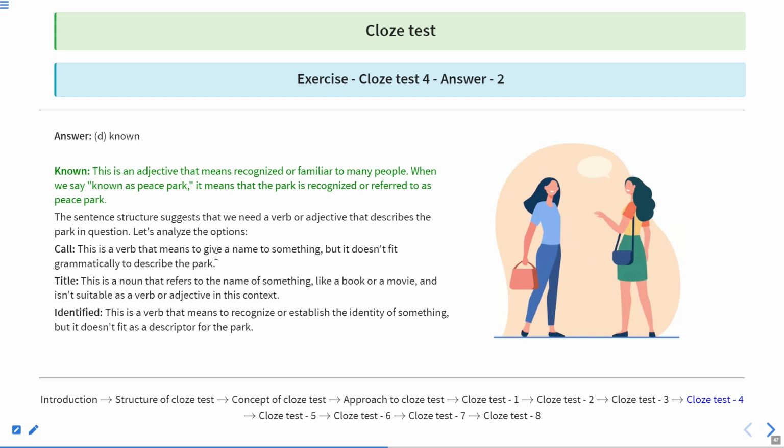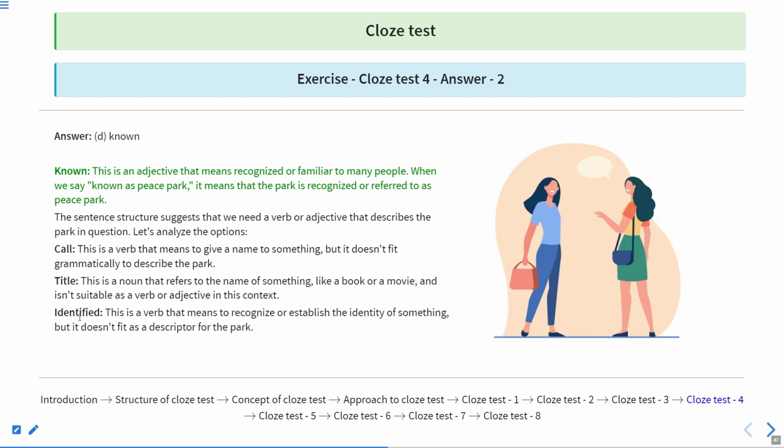So this sentence suggests that we need a verb or adjective that describes the park in question, and therefore known fits best. Why cannot it be called? This is a verb that means to give a name to something, but it doesn't fit in here when we're describing a park. Typically, you will call something based on a pet or a person, not really an inanimate object like a park. It cannot be title because title is a noun that refers to the name of something, like a book or a movie, and it isn't suitable as a verb or adjective in this context.